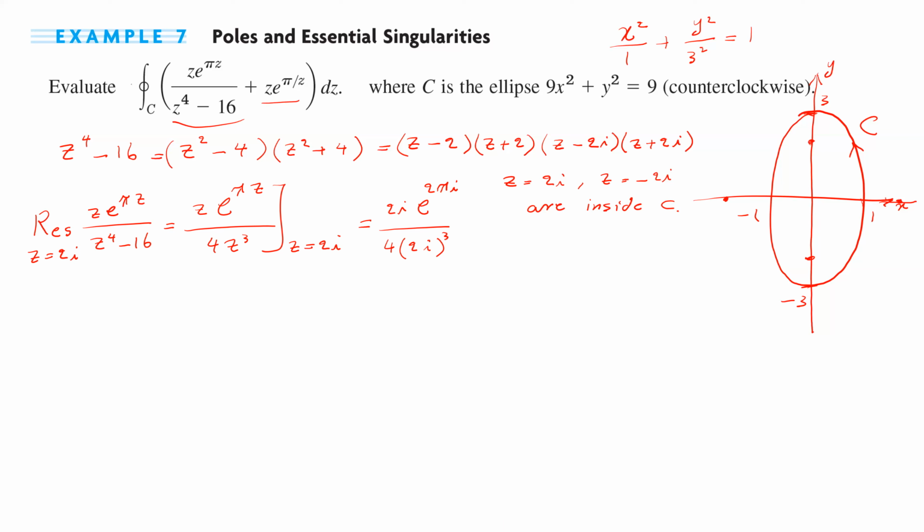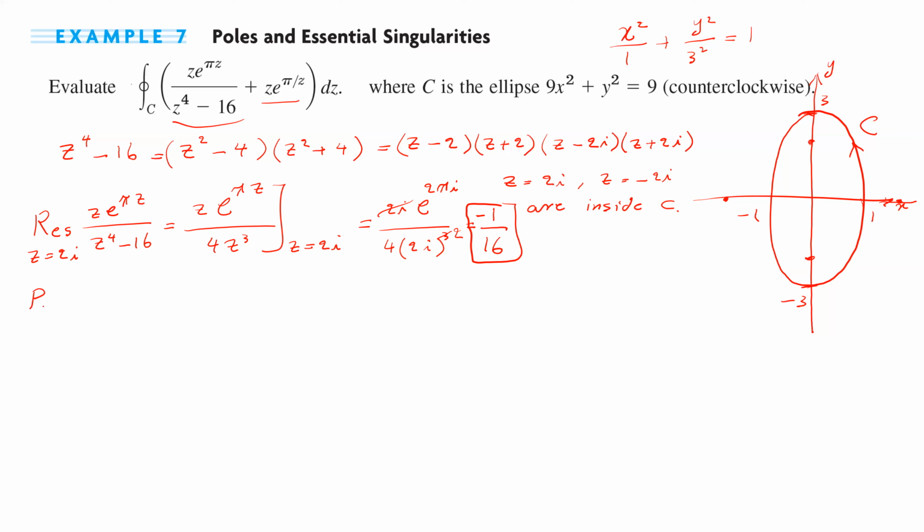So I got negative 1/16. You see, i squared becomes negative 1. i cubed is i; the negative i cancels with that i. And we have 3 powers of 2; we can cancel one of these with one of these. So 2 squared becomes 4. 4 times 4 is 16. e to the 2 pi i is also 1. So it becomes negative 1/16. All right. So this is one residue.